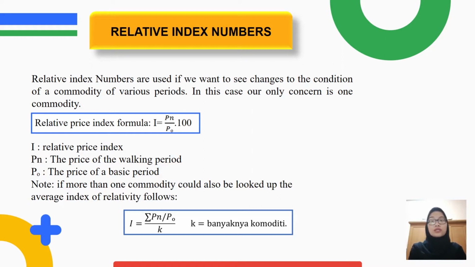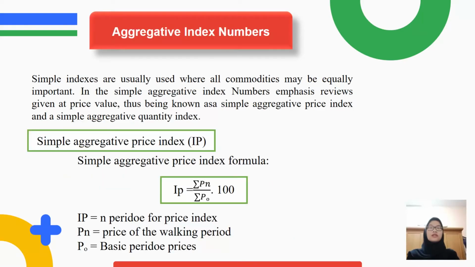Note, if more than one commodity is looked at, the average relative index follows I equals sigma of Pn over P0, divided by K, where K is the number of commodities. This index is usually used where all commodities are equally important. In the simple aggregative index numbers, emphasis is given to price or quantity value, thus being known as a simple aggregative price index and a simple aggregative quantity index.